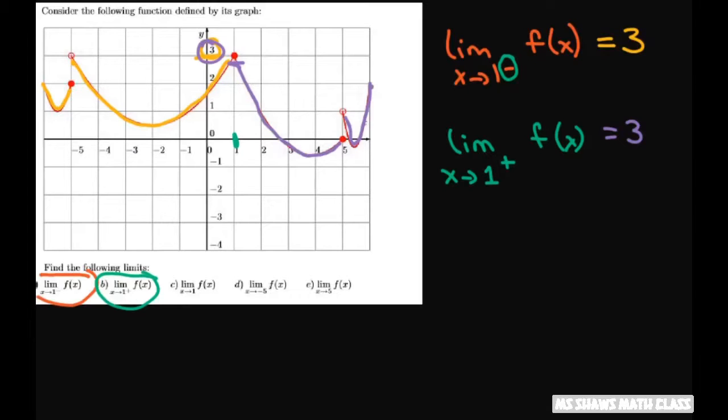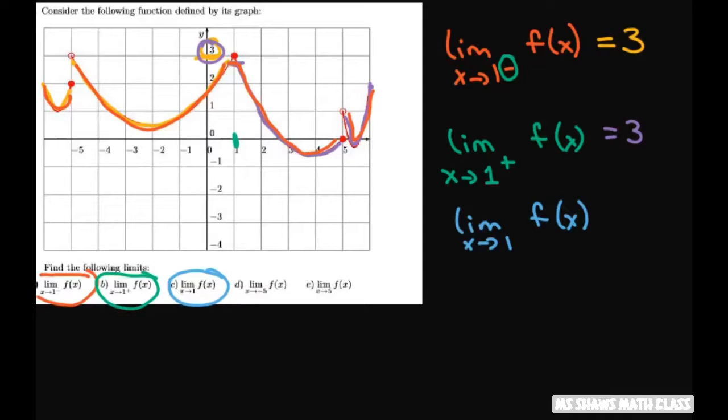Now, whenever it says find the limit as x approaches 1 of f of x, and it doesn't have a plus or minus, it means you have to do both. So that means you have to go from the left, which we already did, and you also have to go from the right. And they have to end at the same place.